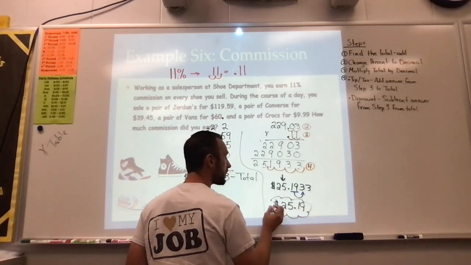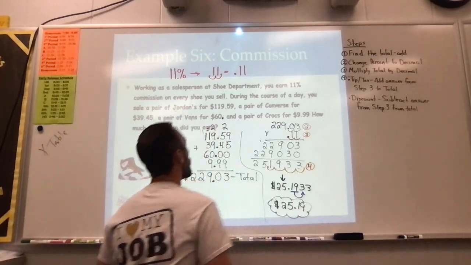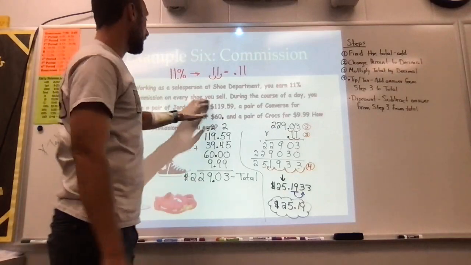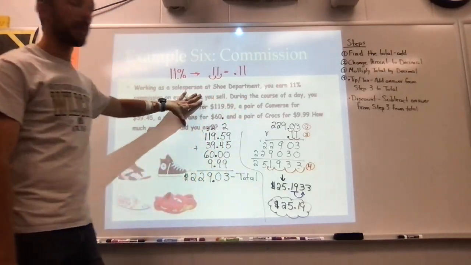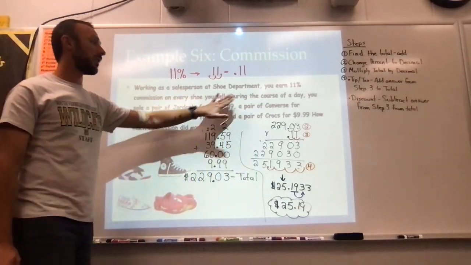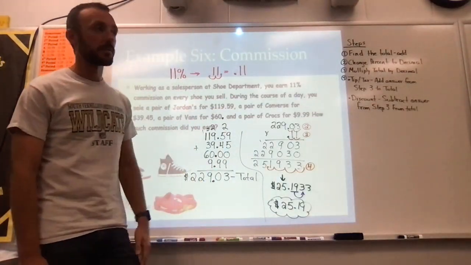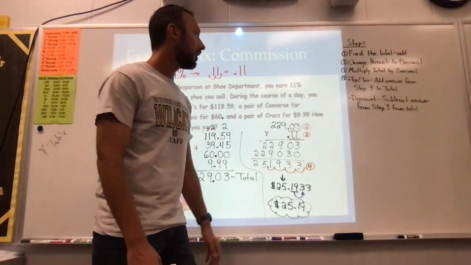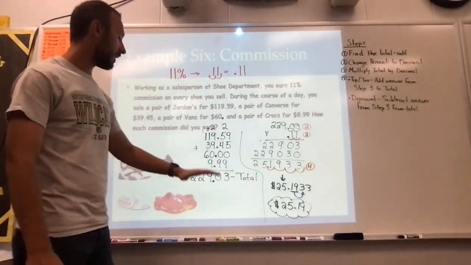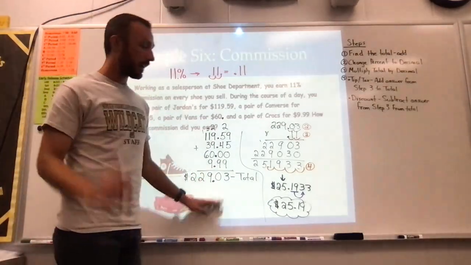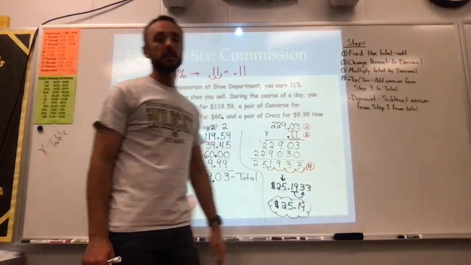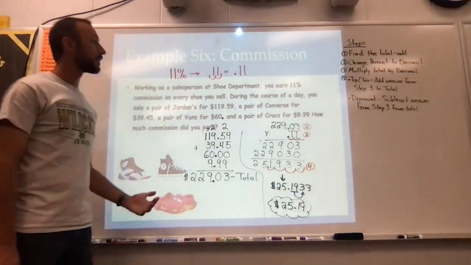I don't have to add this or subtract it. Because if you're a salesperson working at a store and you sell these shoes, you're not making that money. The store makes that money. The owner of the store makes the money off the shoes. All you make is your commission. So don't add that. I don't subtract it from anything. That is simply your commission right there. So if this is you selling it and you sold this amount of shoes, the amount of money you would make would be $25.19 based on your commission rate.